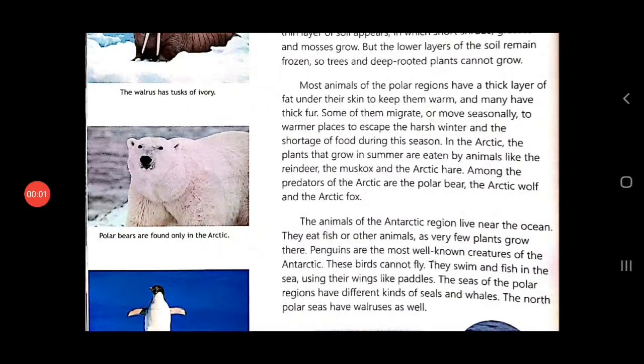The next sentence, children, they are also telling that you will find different kinds of seals and whales, okay, in the seas of polar regions, okay. And if we talk about the North Polar Seas, okay, there walruses also are found, okay.